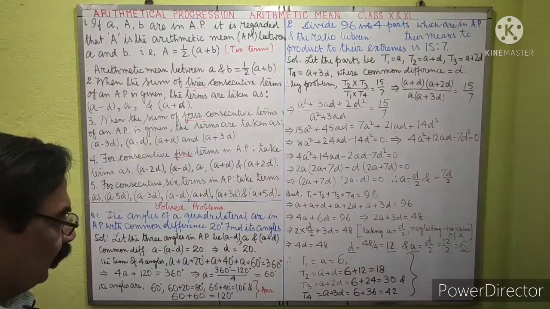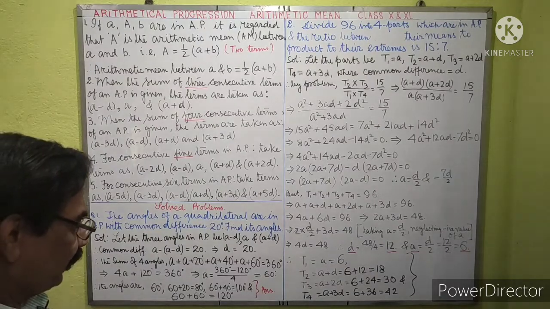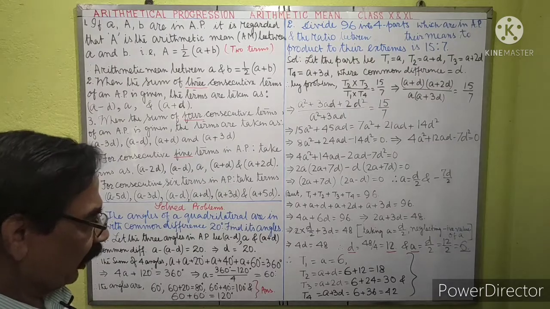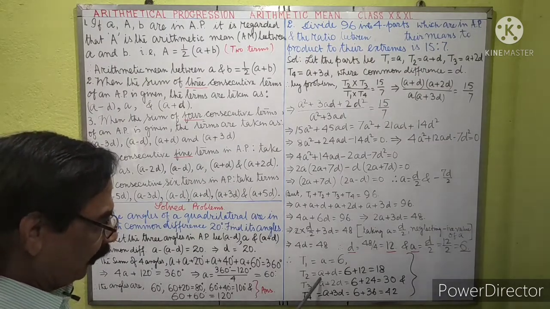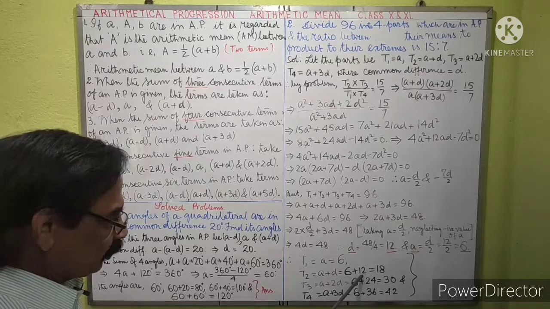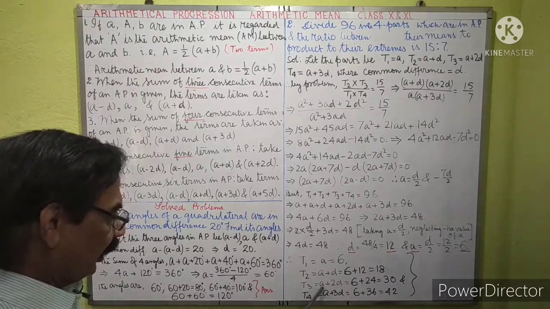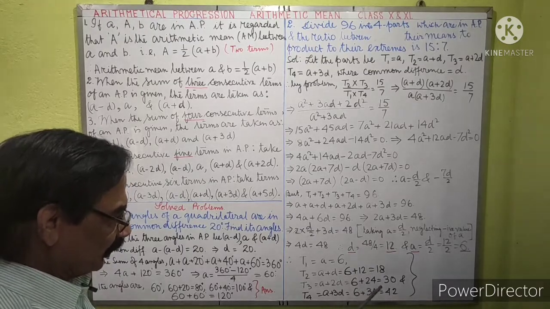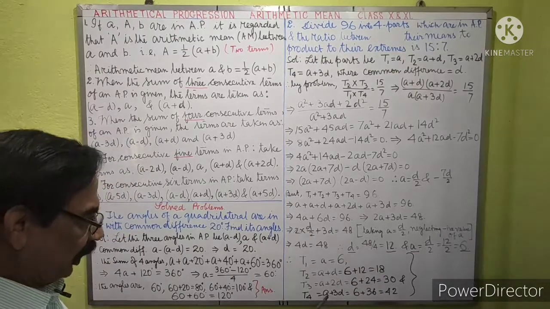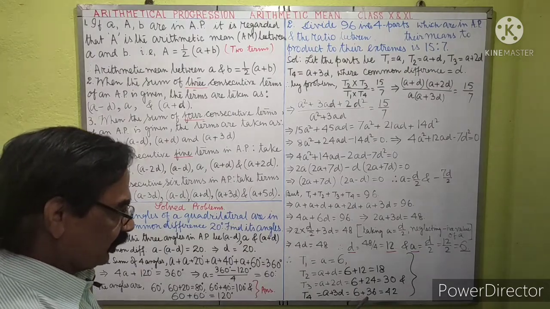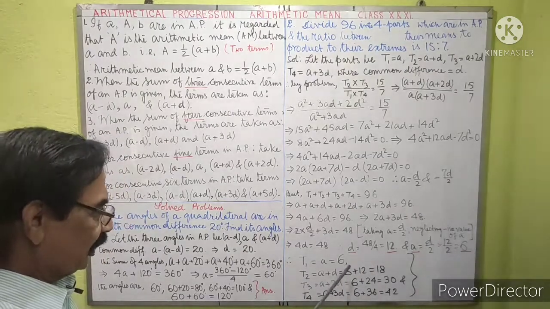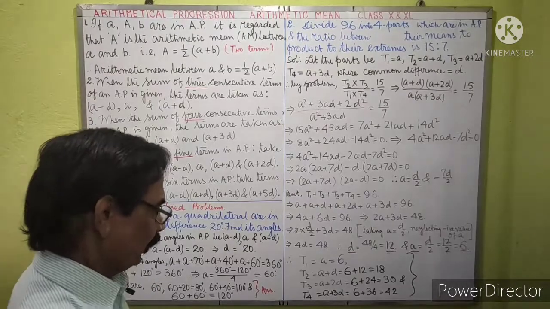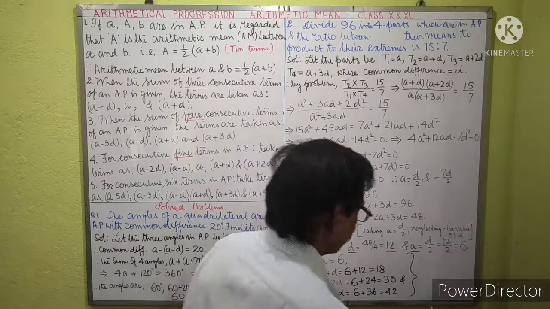Therefore the four divisions, when 96 is divided, are: T1 equal to a, that is 6. T2 will be a plus d, that is 6 plus 12, that is 18. T3 will be a plus 2d, that is 6 plus 2 into 12, that is 24, so 30. And T4 will be a plus 3d, that is 6 plus 36, that is 42. These are the four parts: 6, 18, 30 and 42. This is the answer.